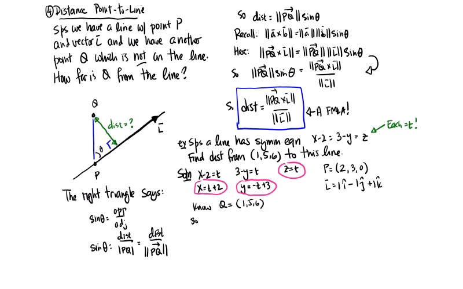So let's see what we've got. PQ is the vector from P to Q. So remember how this works. This is basically Q minus P. So 1, 5, 6 minus 2, 3, 0. So 1 minus 2 is negative 1. 5 minus 3 is 2. 6 minus 0 is 6. That's PQ. I need PQ cross L.